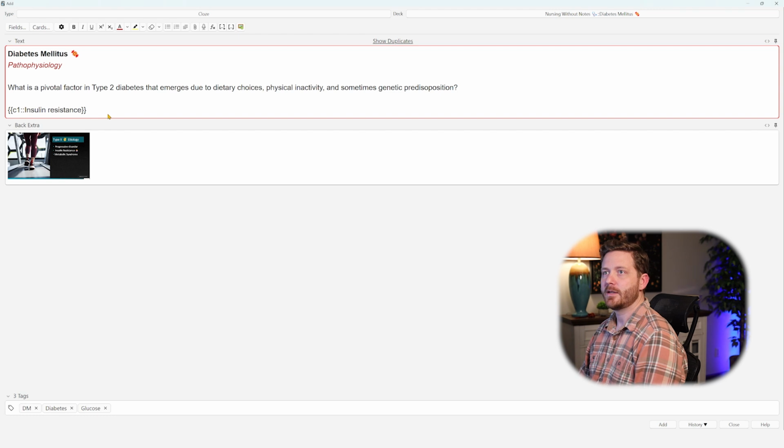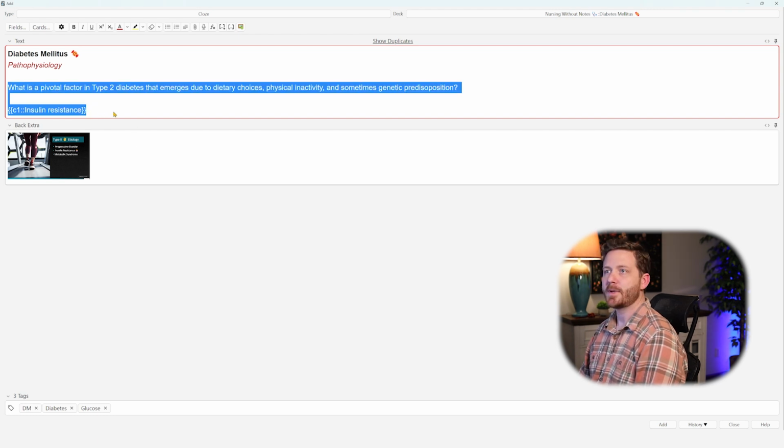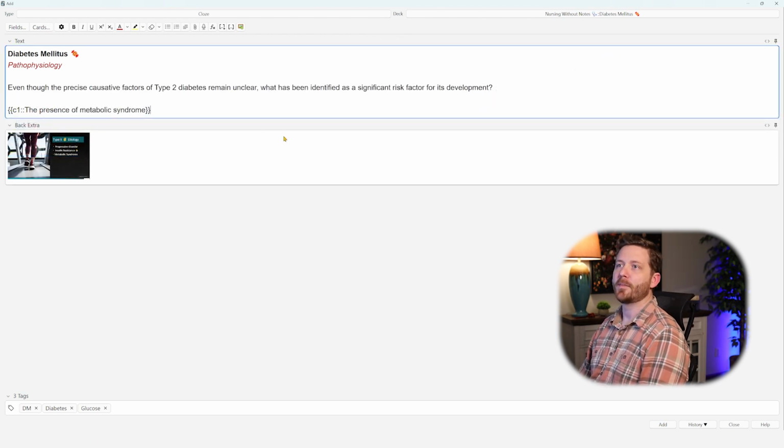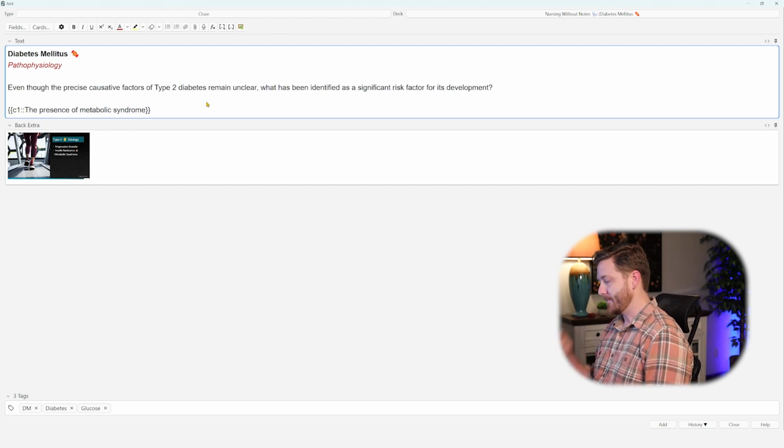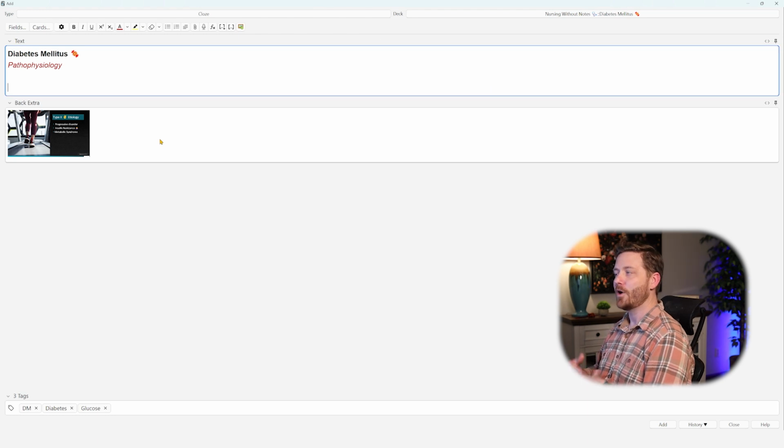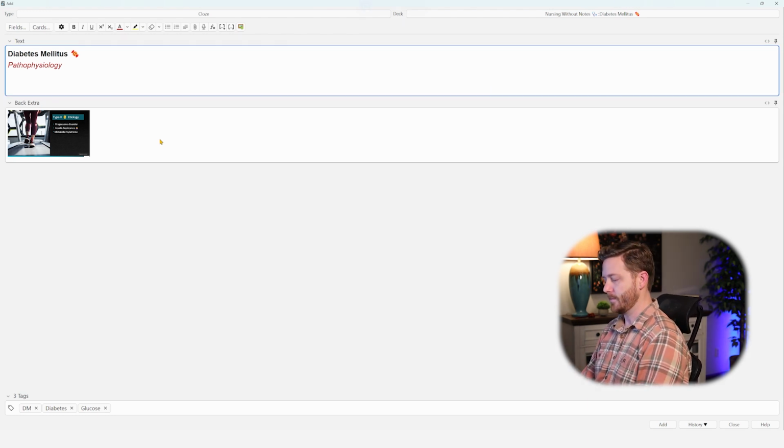With that said, let's make a question about the metabolic syndrome. Let's use this question to remind us of metabolic syndrome. Even though the precise causative factors of type 2 diabetes remain unclear, what has been identified as a significant risk factor for its development? And the presence of metabolic syndrome is going to be the answer to this. And so let's go ahead and add that in. Control-Enter.